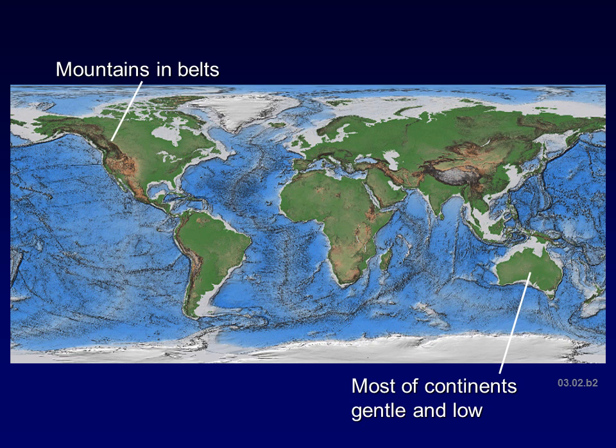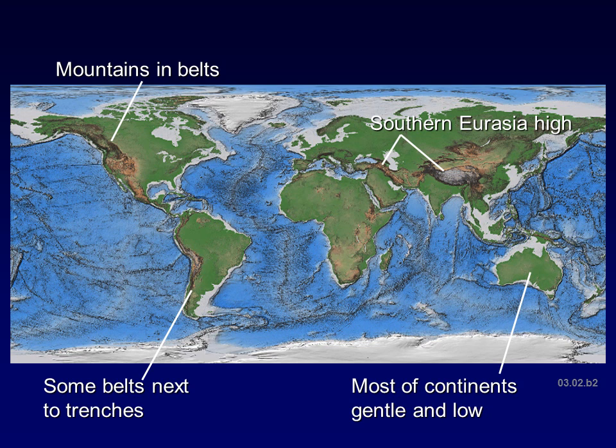Mountains occur in belts, meaning they line up. They cluster together. Some mountain belts are found next to trenches, next to oceanic trenches. Mountain belts and high regions are found across southern Eurasia. Okay, so what happened there that we have mountain belts and such very high elevations across southern Eurasia? Just something to think about.